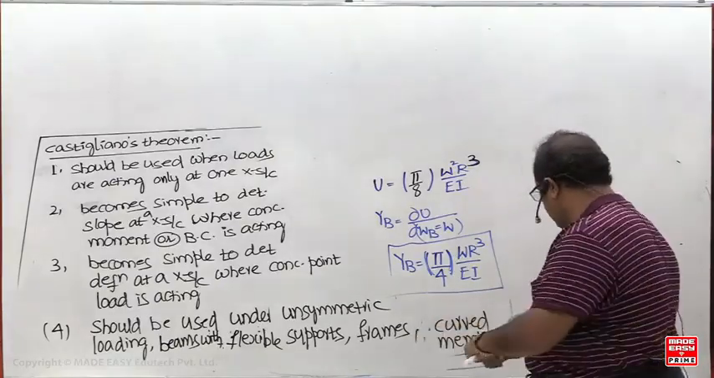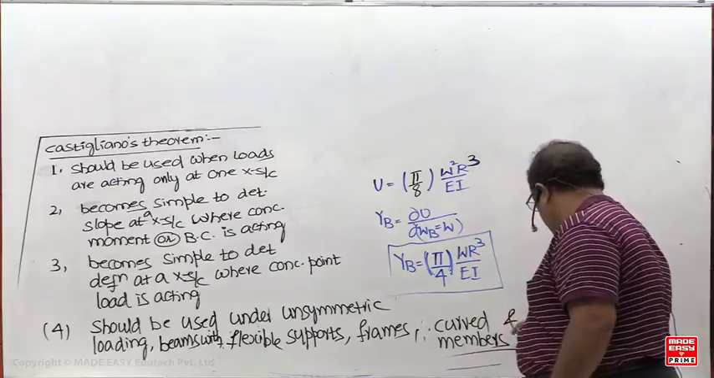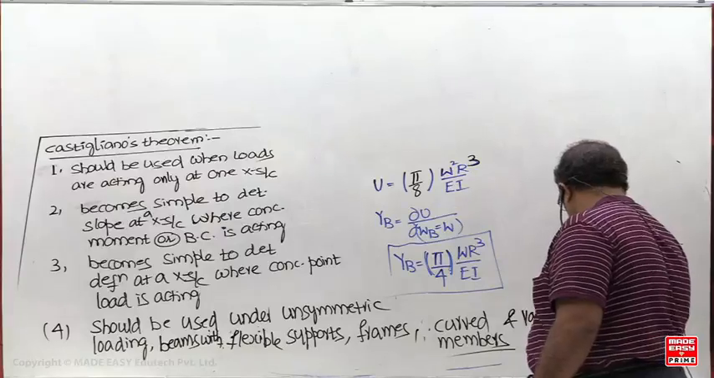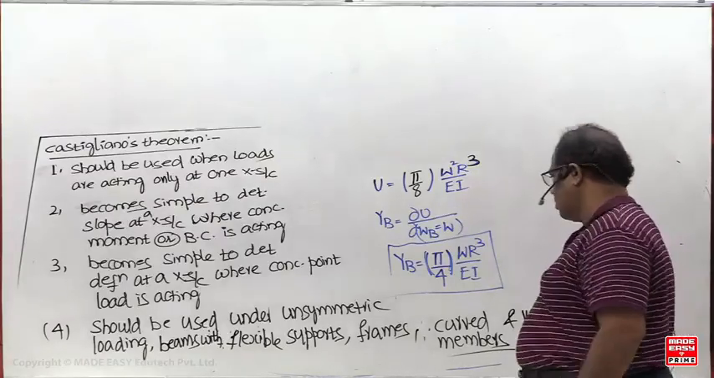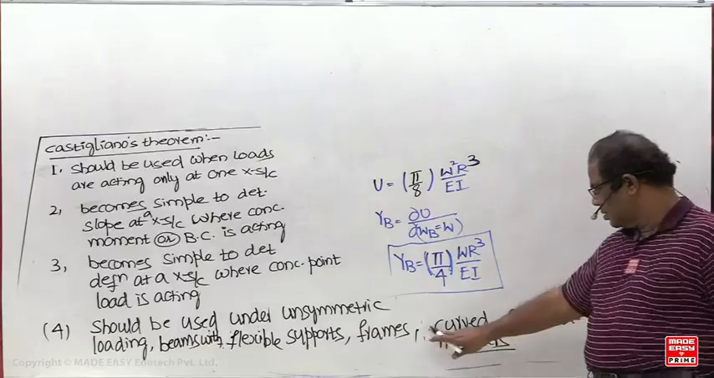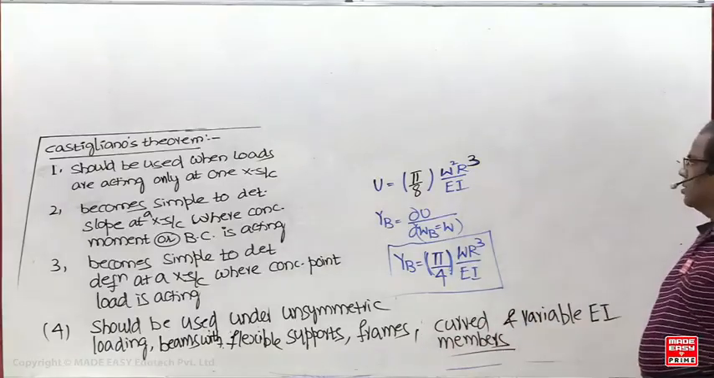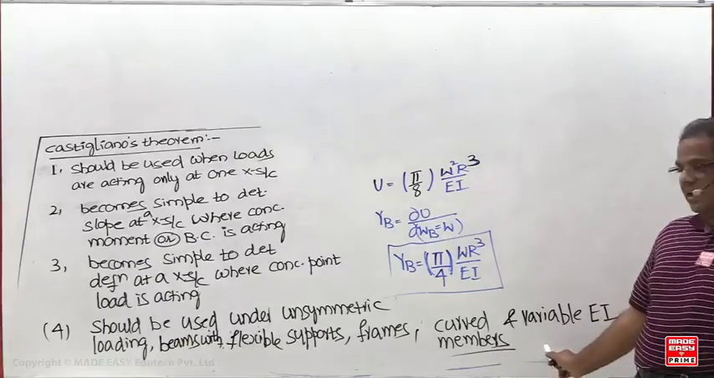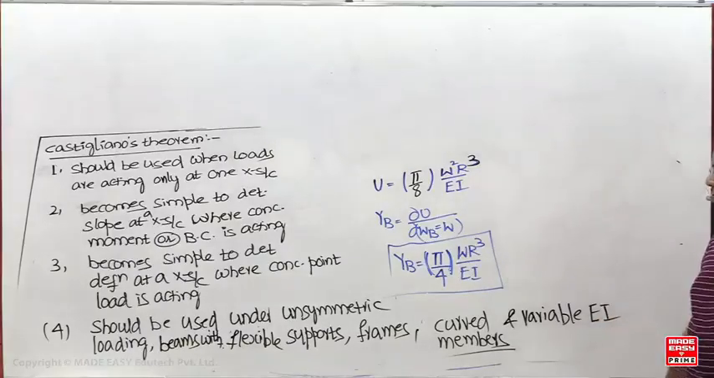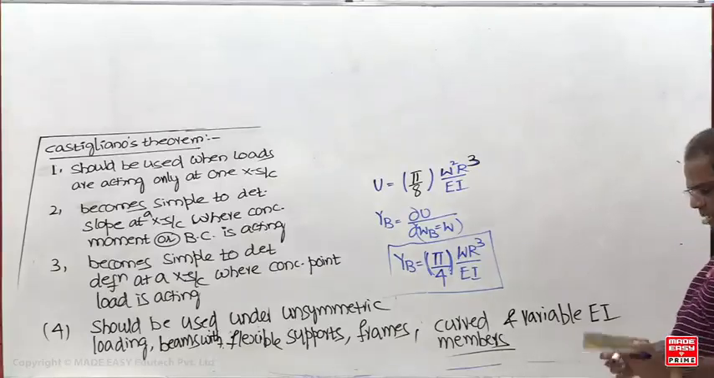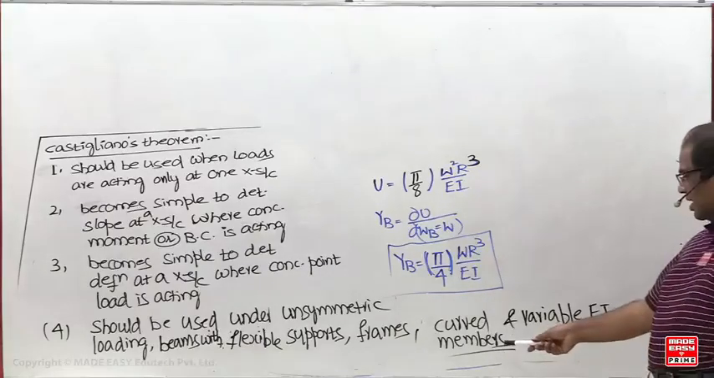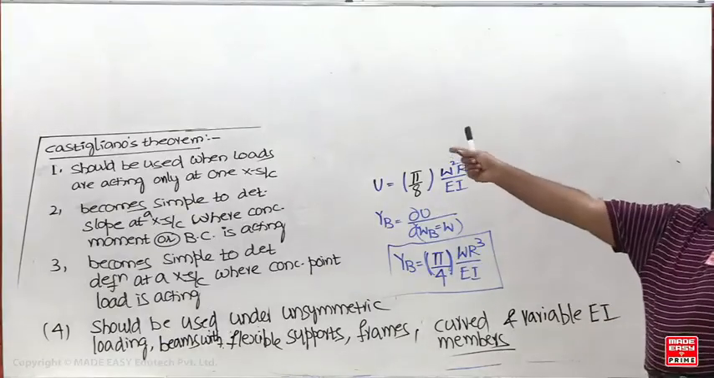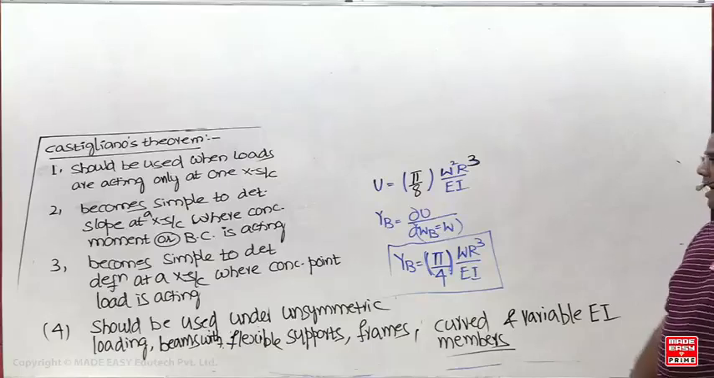And variable EI also. All your equations are valid when EI is constant. When flexural rigidity is varying, it can also be used now. It should be used under unsymmetric loading, beams with flexible supports, frames, curved members, as well as variable flexural rigidity. We have taken one question on a stepped cantilever beam.